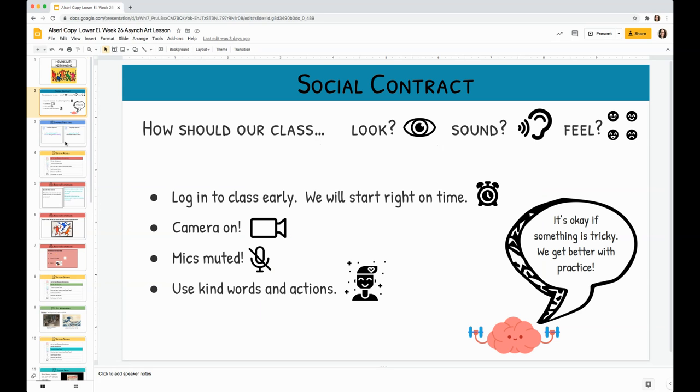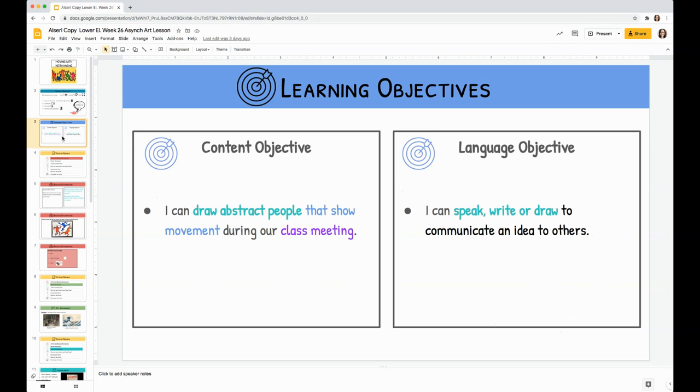Our social contract looks a little bit different when you're learning asynchronously. Just make sure you are trying your best, and if you're frustrated, you can always reach out to me for questions. I can draw abstract people that show movement during our class meeting, and I can speak, write, or draw to communicate my idea to others.